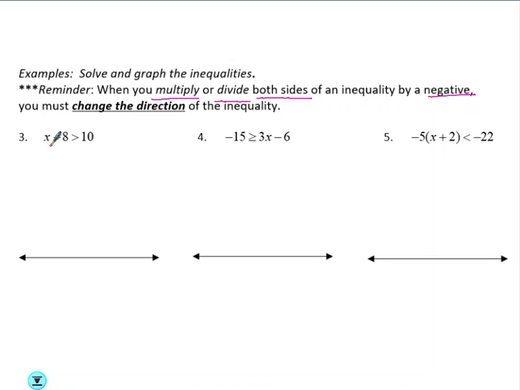So first, we have x minus 8 is greater than 10. Start by drawing your line, just like you did when we solved equations. To get x by itself, we just do plus 8 on both sides. And we get that x is greater than 18. And that's it. To graph this on the number line, greater than means an open circle and to the right.